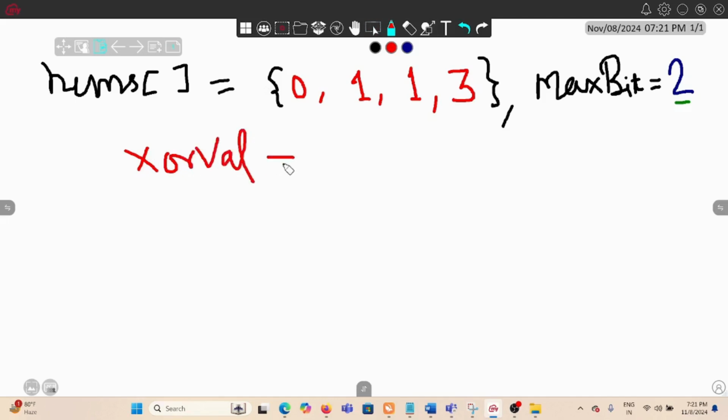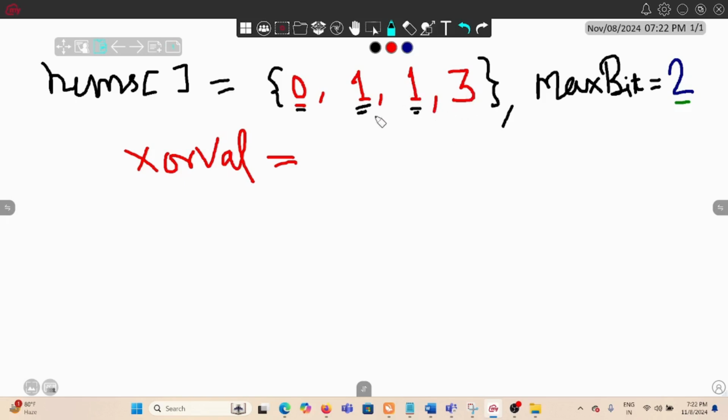So what would be the XOR of all of them? You know, when we do the XOR of 0 with any number, it always gives the same number. For example, if I do XOR of 0 with 1, it will produce 1 only, because 0 doesn't change anything in the XOR. So till here it would be 1. Then we have to XOR with this one. So 1 and 1: if we do the XOR of the same number, it always produces 0. Here this is 1, this is also 1, so it will produce 0.